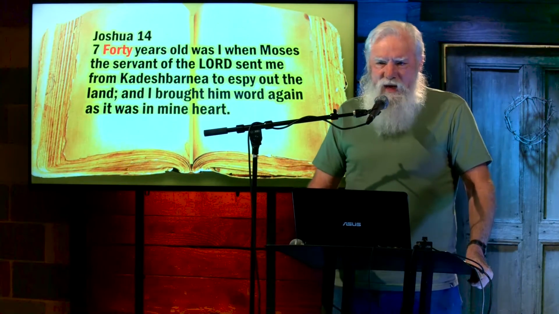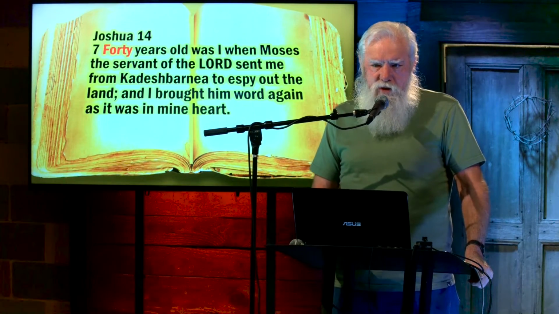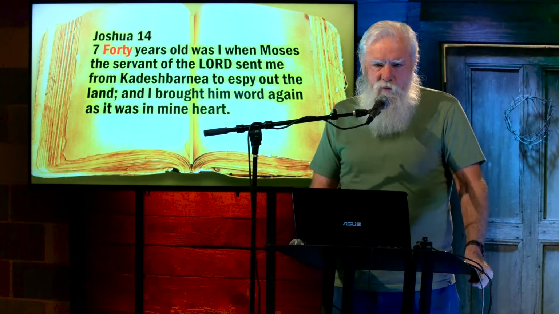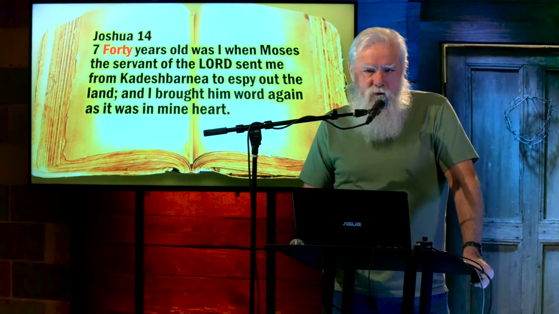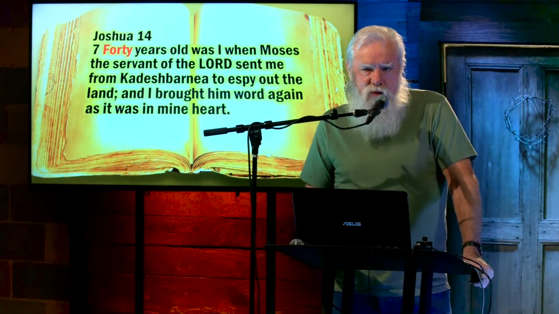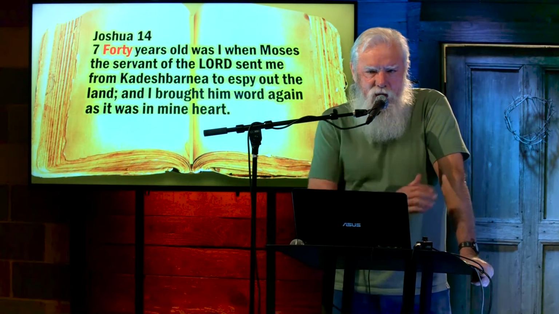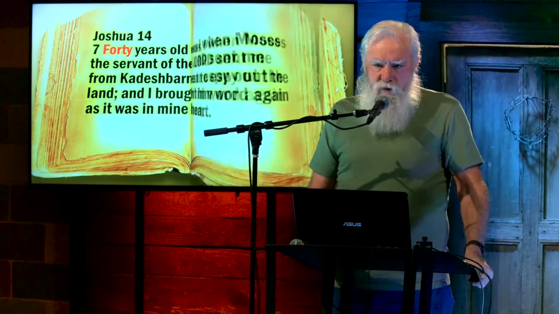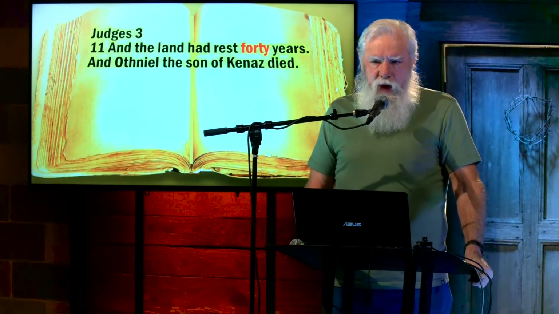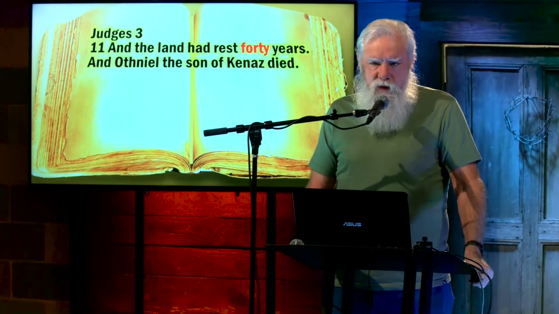Joshua 14, 40 years old was I when Moses, the servant of the Lord, sent me from Kadesh Barnea to spy out the land. I brought him word again as it was in my heart. Now that's 40 years old was he when Moses sent him. That's what Joshua says. And that was the beginning of a trial and a test for him, because he took over after Moses. And the land had rest 40 years, and Othniel, the son of Kenaz, died.